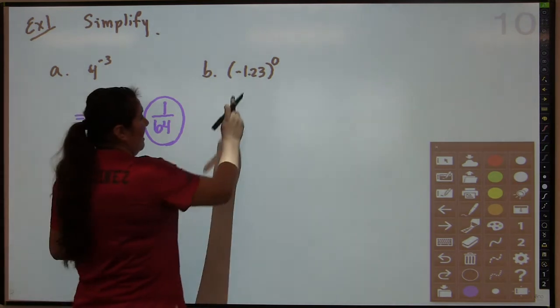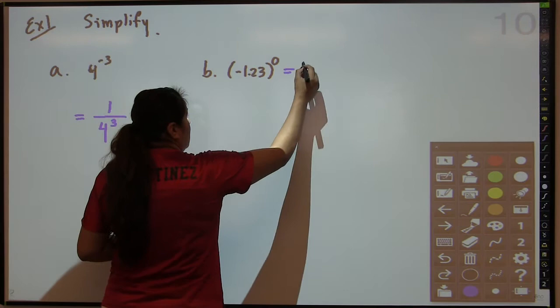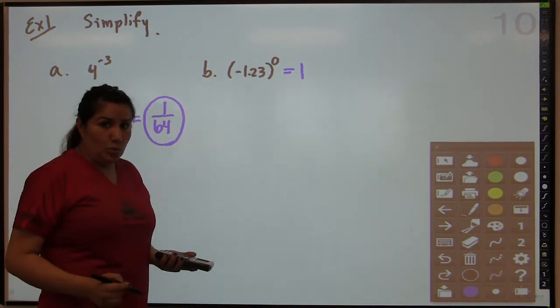In this case, because I have negative 1.23 to the 0 power, it's really simple. The answer is 1, because anything to the 0 power is 1.